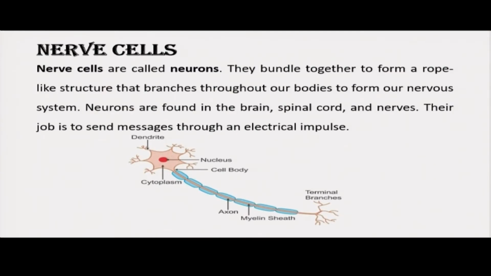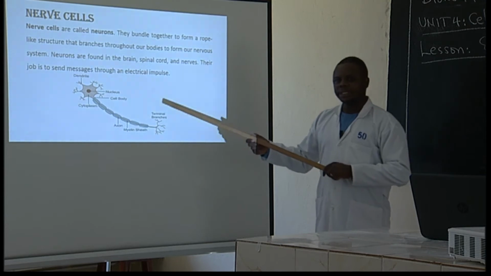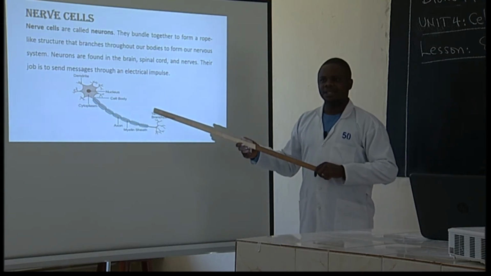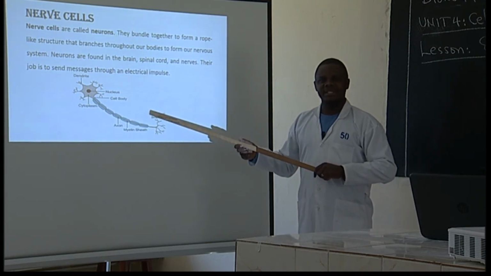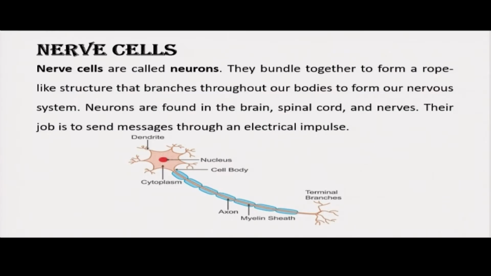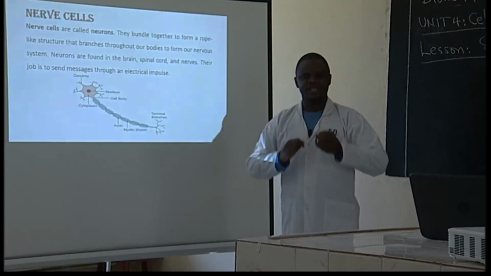We also have nerve cells. This is another type of cell in our body. In which system do we find nerve cells? Nerve cells are part of the nervous system. Do you remember the components of the nervous system? Excellent. Brain, spinal cord, and nerve cells.